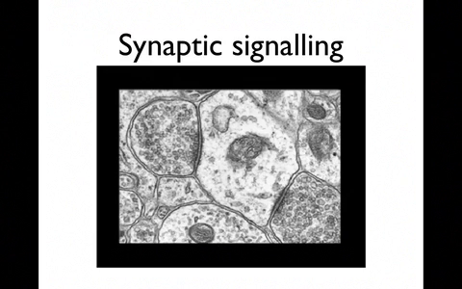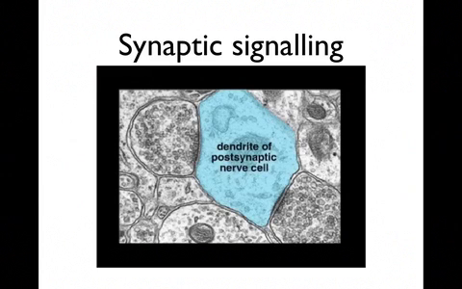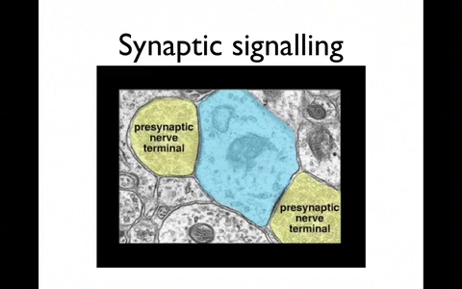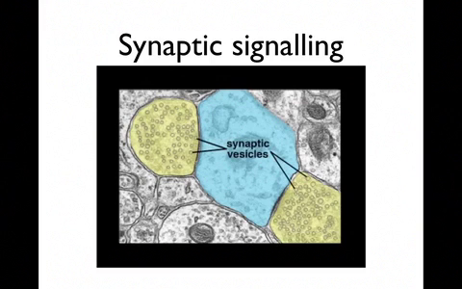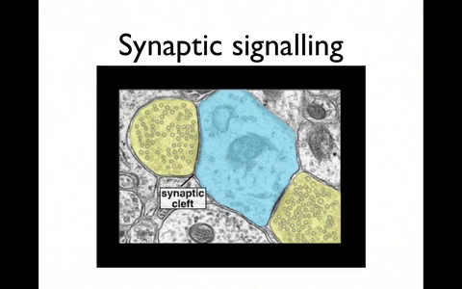Neurons transmit chemical signals across synapses, like the one shown in this electron micrograph. We can identify the dendrite of the receiving or postsynaptic cell, as well as two presynaptic nerve terminals loaded with synaptic vesicles. Note the narrow cleft separating the pre- and postsynaptic cells.